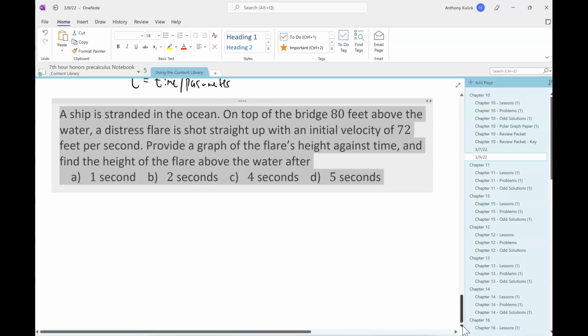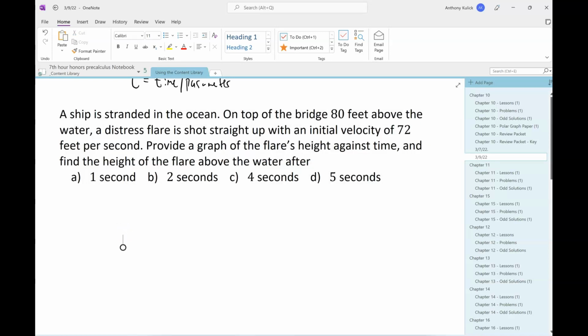So we have a ship stranded in the ocean. On top of the bridge that is 80 feet above the water, a distress flare is shot straight up with an initial velocity of 72 feet per second. Provide a graph of the flare's height against time and find the height of the flare above the water after 1, 2, 4, and 5 seconds.